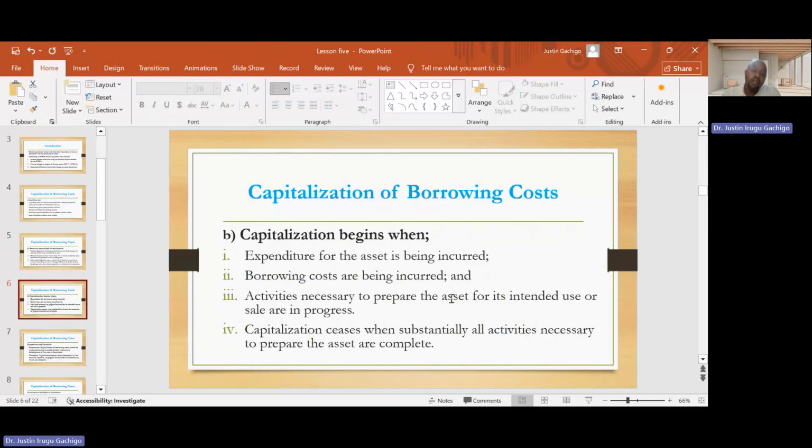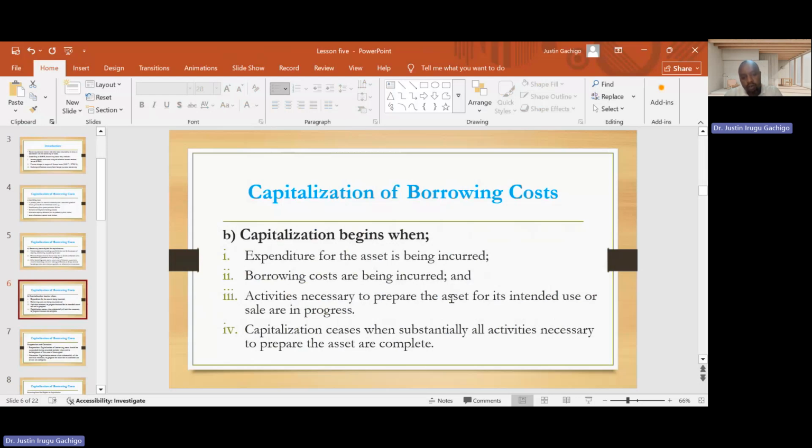So when does this capitalization begin? The capitalization begins, number one, when expenditure for the asset is being incurred. Two, borrowing costs are being incurred. Three, activities to prepare the asset for its intended use or sale are in progress. And four, the capitalization ceases when substantially all the activities necessary to prepare the asset are completed.